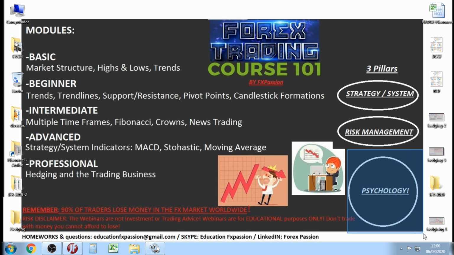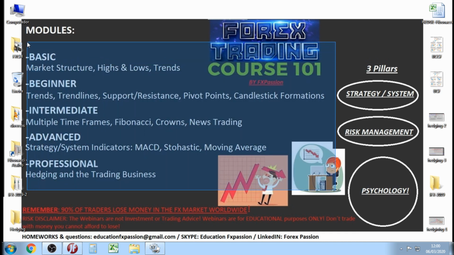And the big one, the psychology part, right? Yesterday I was talking to some students, everybody, and I'm going to tell you again. If you know everything and anything about the strategy and or a system, if you understand how risk management works, if you know everything about the modules, market structure, highs and lows, support, resistance, Fibonacci, crowns, at the level that you can give classes and you are not making any money, everybody, there is only one place to go, and it's the psychology part.